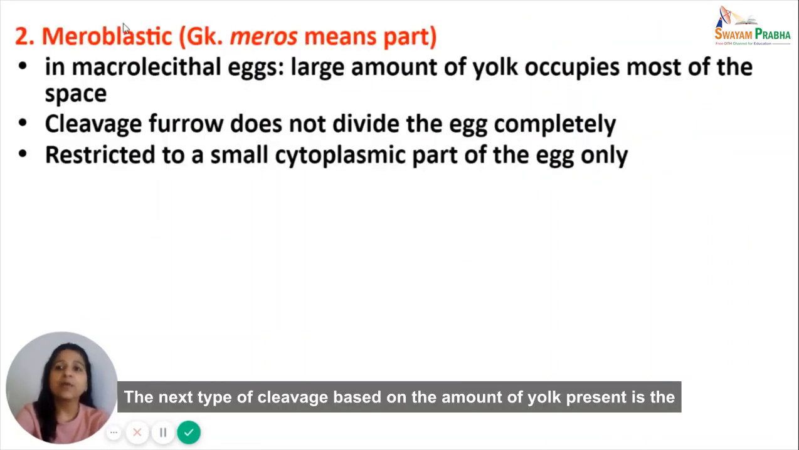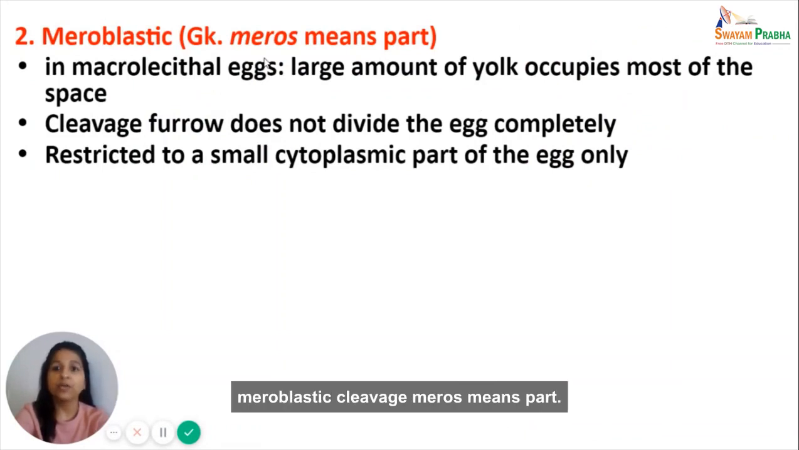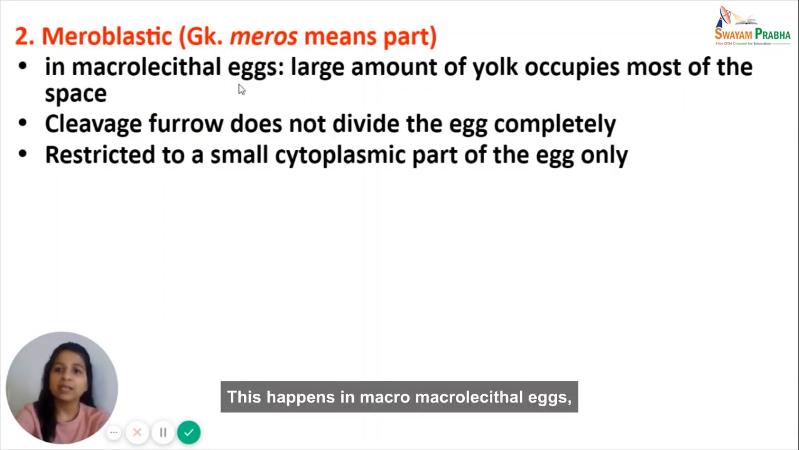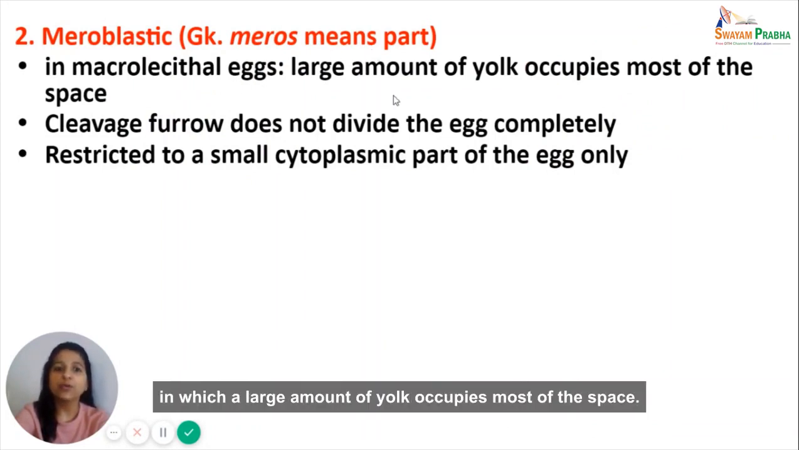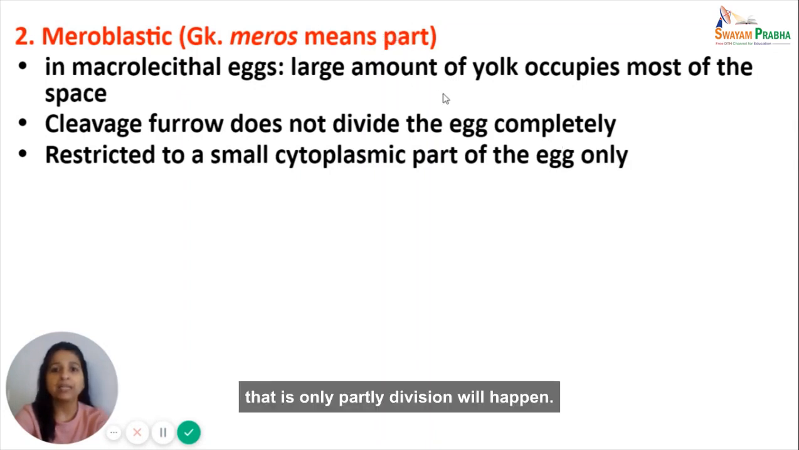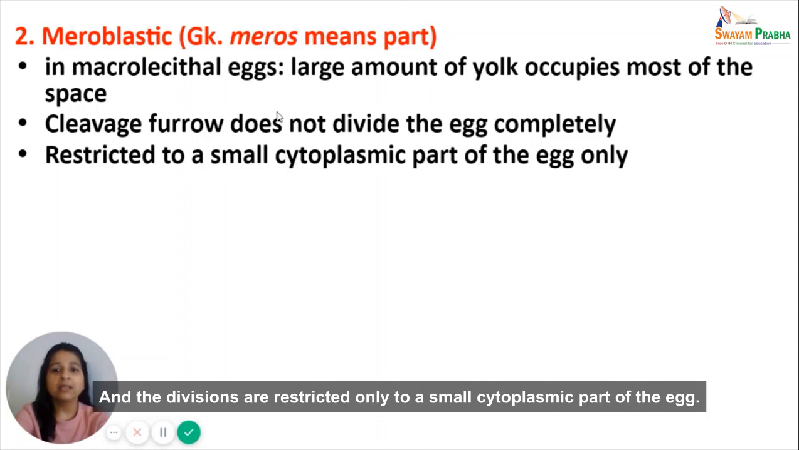The next type of cleavage based on the amount of yolk present is the meroblastic cleavage. Meros means part. This happens in macrolecithal eggs, in which a large amount of yolk occupies most of the space. In meroblastic cleavage, the cleavage furrow does not divide the egg completely. That is, only partial division will happen. And the divisions are restricted only to a small cytoplasmic part of the egg.